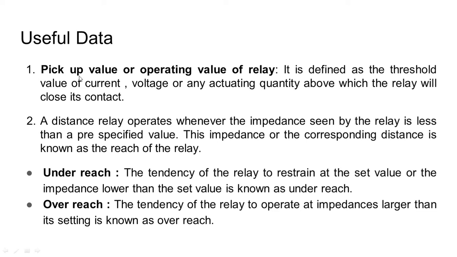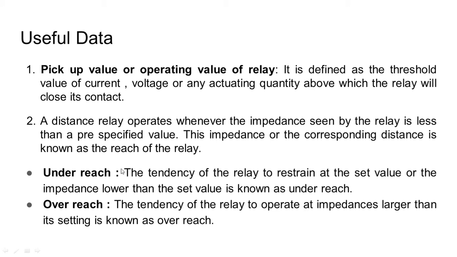We have to know what the pickup value or the operating value of the relay is, which is the minimum or the threshold value of the current, voltage or any other actuating quantity above which the relay will close its contact and operate. A distance relay operates whenever the impedance seen by the relay is less than the pre-specified value, and this impedance or the corresponding distance is known as the reach of the relay.